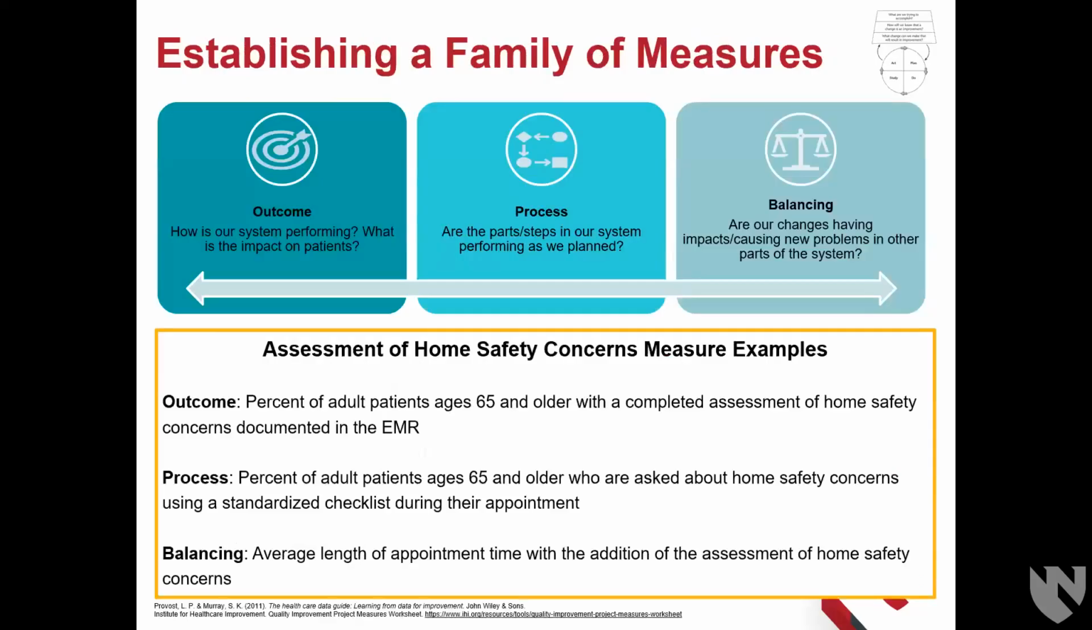One other thing we typically think about when we think about measures is it's common in quality improvement to have measures fall into one of three categories. So outcome, process, and balancing measures.